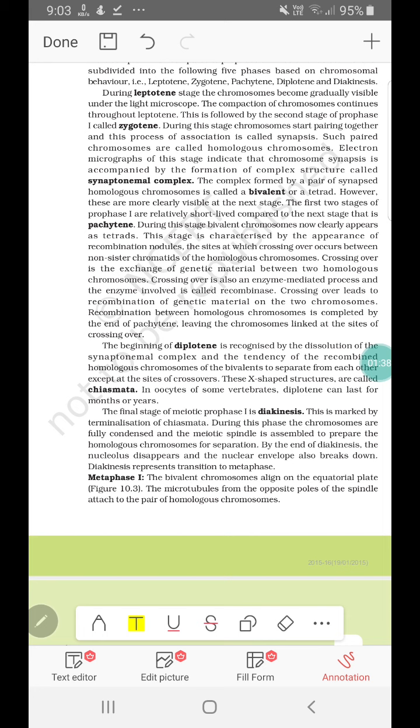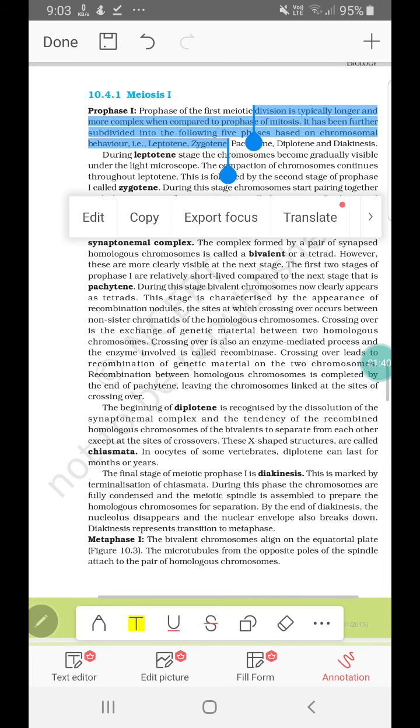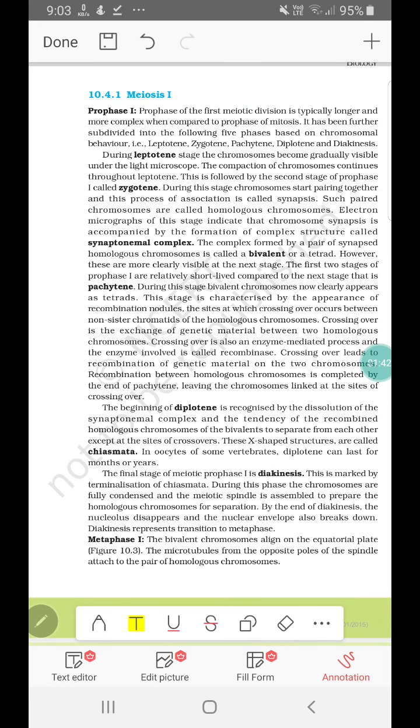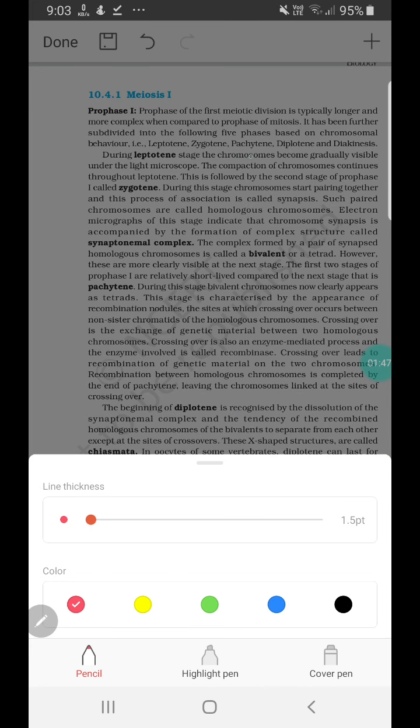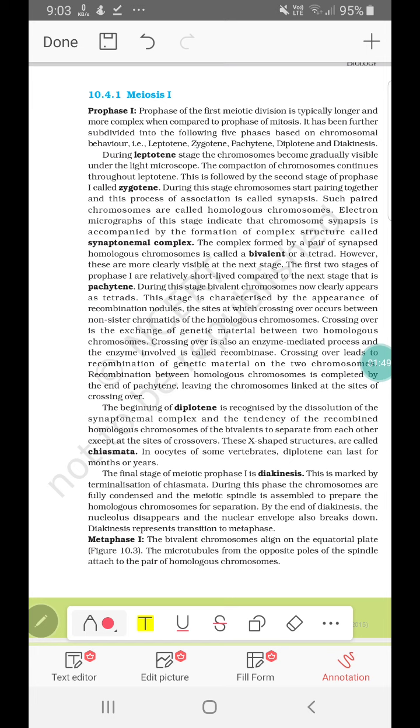Now, prophase of meiosis 1 is further divided into 5 phases. Okay. Now, what are those 5 phases? Leptotene, zygotene, pachytene, diplotene and diakinesis. So, these are the 5 phases where the chromosomal behavior will change in meiosis 1.